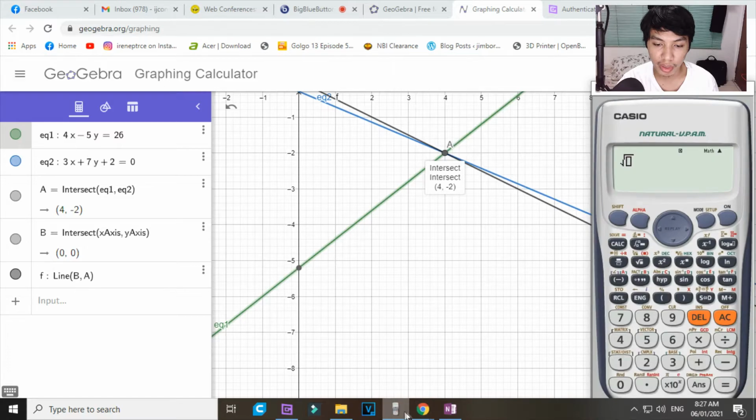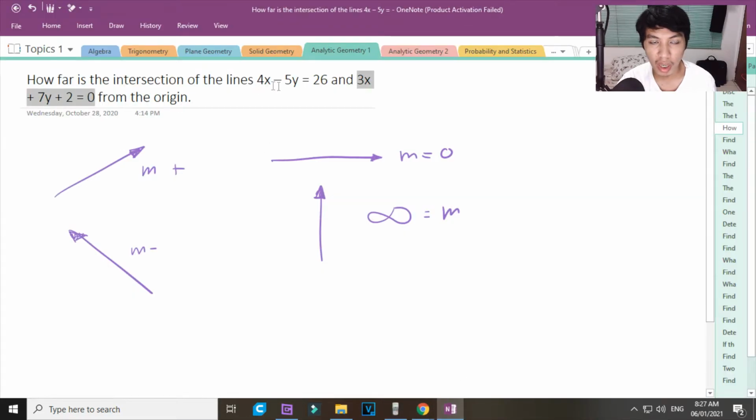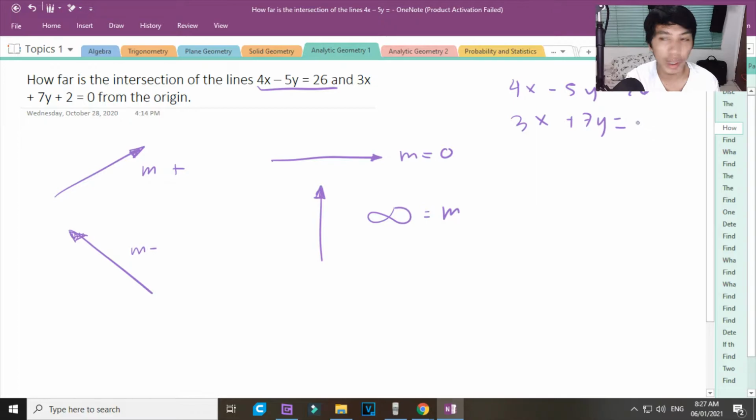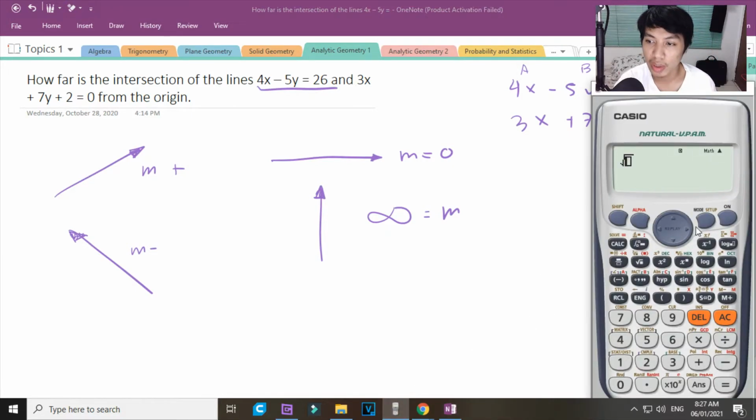Go to your calculators. Okay? Tandaan nyo that you are given this line, yung 4x minus 5y equal to 26. Pakihawakan ng mga calculators. 3x plus 7y equal to negative 2. Meron ka ditong A, B, C. Go to your calculators. Hawakan calculator mode, equation 5. Tandaan nyo, alin dito yung ax plus by plus c. Itong dalawa. Yung 1.